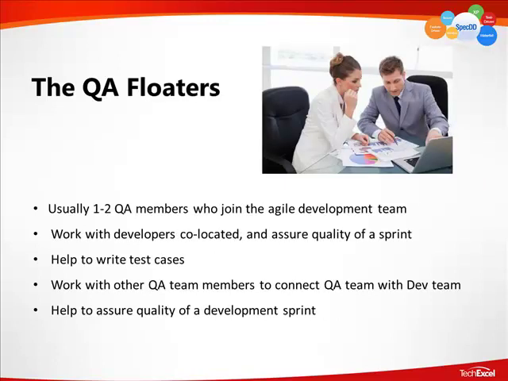So, segue into the QA floaters. These are typically just 1 to 2. We don't need many, just 1 to 2 QA members who actually jump over and join the Agile development team. They are co-located with the developers, meaning that they are in the same office, on the same floor, not necessarily the same cubicle as the developers. Okay? And they really help ensure the quality of that sprint, right then and there in the middle of the sprint. QA floaters can also help write test cases, which then get passed to the QA test team.